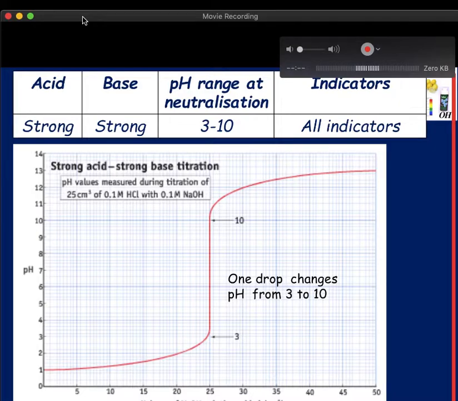Neutralization always happens at the linear part of the curve. If you need to get a ruler and put it over your graph, wherever it is completely linear at this jump, then that is neutralization. So it is the linear portion of the jump.